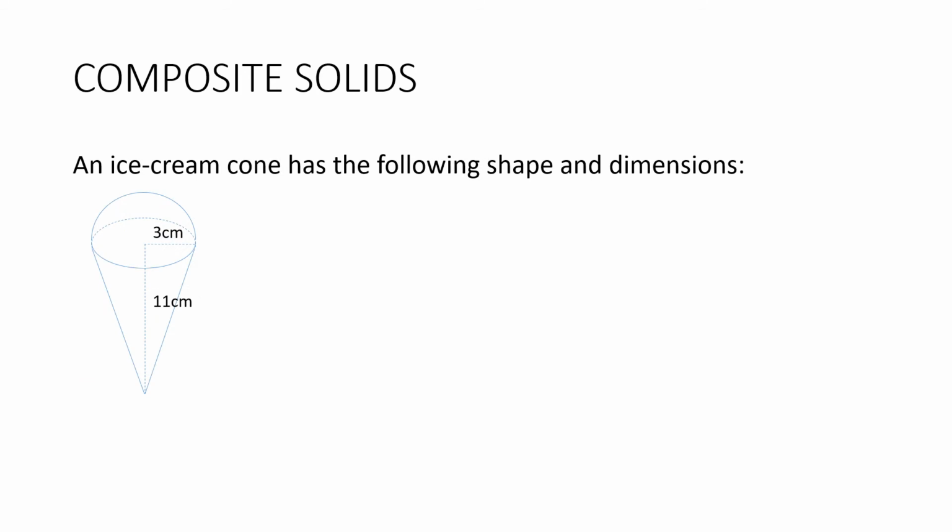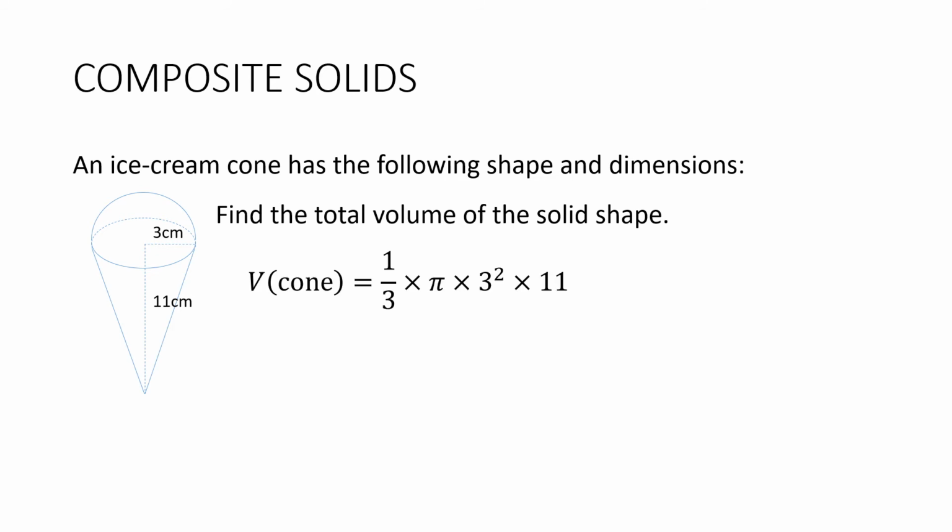Here's another one. An ice cream cone has the following shape and dimensions. So it's constructed from a cone and a hemisphere. Find the total volume of the solid shape. Right, so we want to work out the volume of the cone and then add it to the volume of the hemisphere. Let's start with the cone.